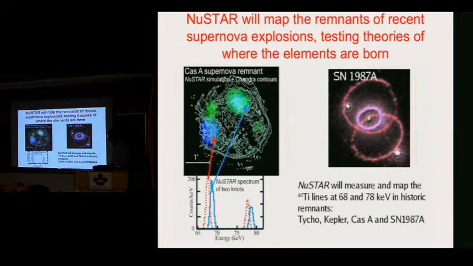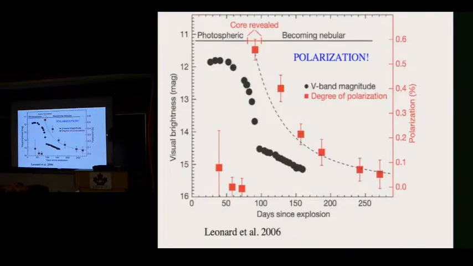It's going to have energy resolution and spatial resolution, and so we should be able to see Doppler shifts of titanium distributions and see the images of the distributions. And so we'll be able to see whether we get very asymmetrical explosions, and that's the key to this.